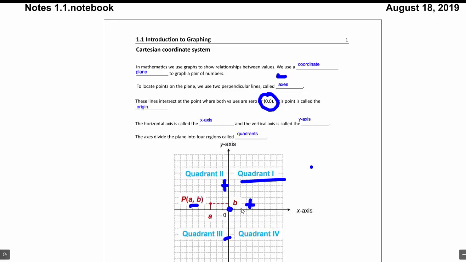And then we go counterclockwise. So this section right here, which is the top left, the y is positive, x is negative, and then quadrant 3 is down here. Both numbers are negative. In quadrant 4, the x value is positive and the y is negative. Okay, so that's our first page of notes.